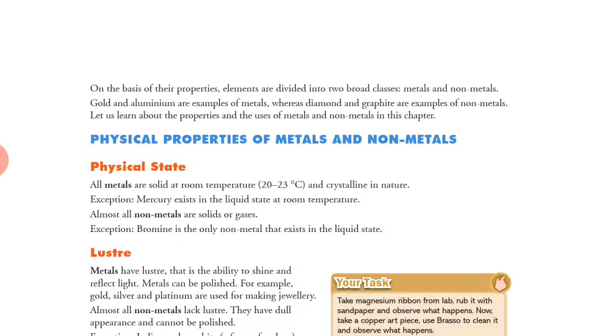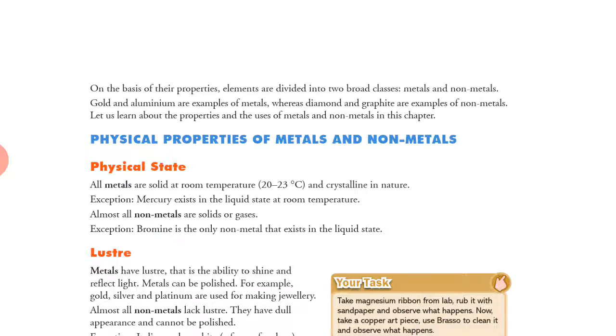Physical state. All metals are solid at room temperature, which is 20 to 23 degrees Celsius, and crystalline in nature, except mercury, which exists in liquid state at room temperature. Now, the question can be asked straightforwardly: name a metal that is liquid at room temperature. Okay, so its answer will be mercury. Almost all known non-metals are solid or gases. Got it? The first difference is on the basis of physical state.